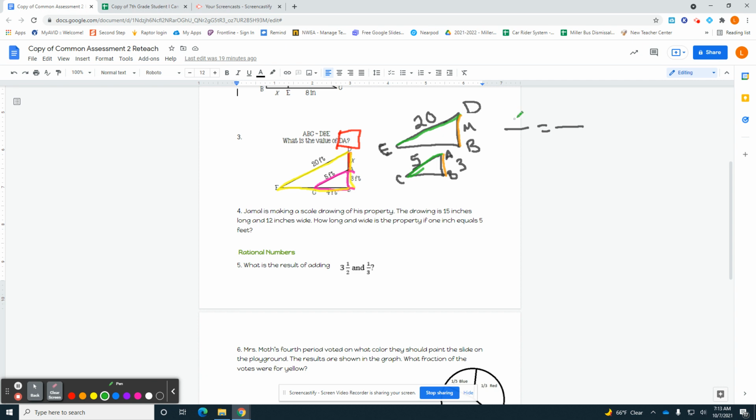My corresponding side for 20 is 5. So I'm going to put those over each other. So you see, I'm comparing them between corresponding sides.